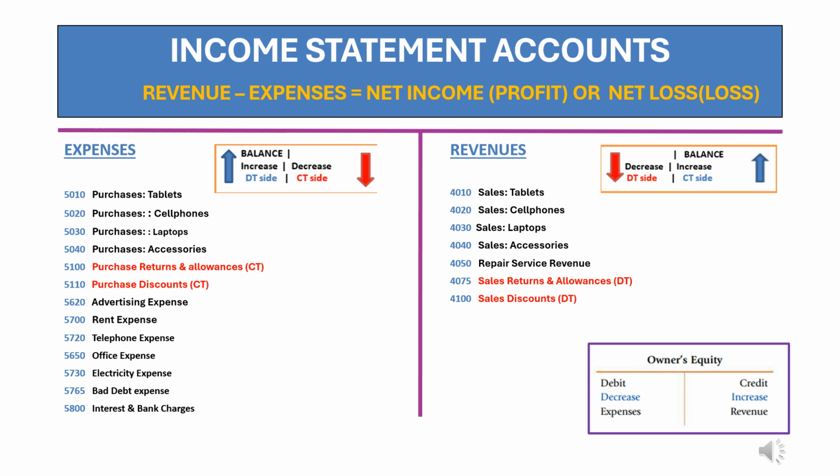Sales returns and allowances, a debit account, a contra revenue account tracking refunds and adjustments for returned or defective products. Sales discounts, a debit account, a contra revenue account reflecting discounts given to customers on sales transactions.